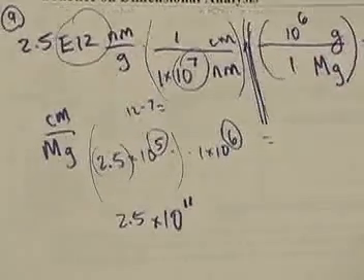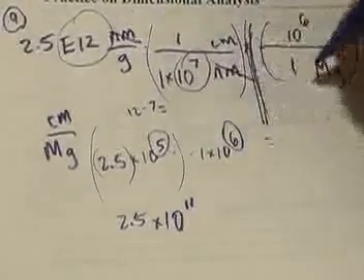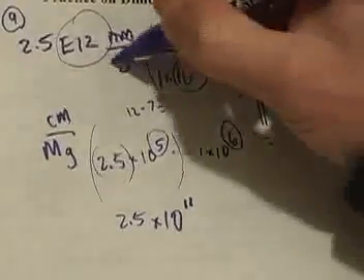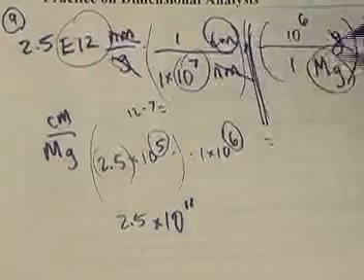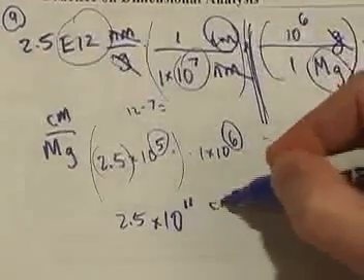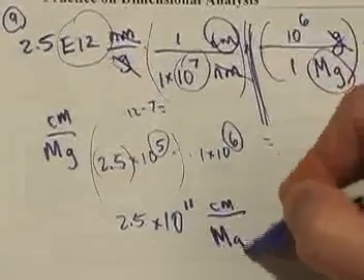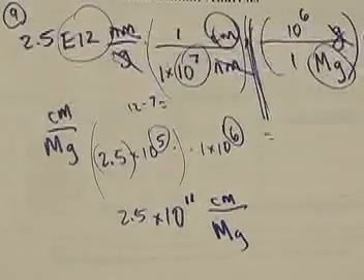And then check my units to make sure they cancel. Nanometer with nanometer. Gram with gram. What am I left with? Centimeter per megagram. That's number 9. Let's go on. Let's do number 10, the last one on the page.